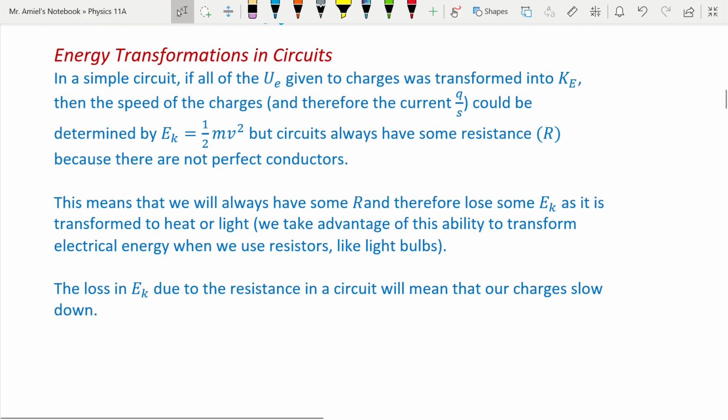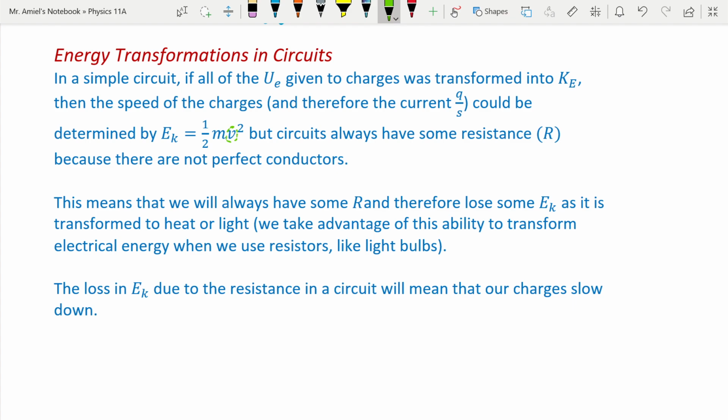So in a simple circuit, if all of the potential energy given to the charges was transformed into kinetic energy, then the speed of the charges and therefore the current, which is just charge per second, would be determined by our kinetic energy equation. And we would say they would be moving at the speed that we can calculate from this equation.